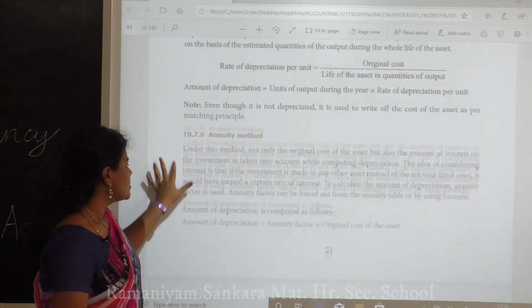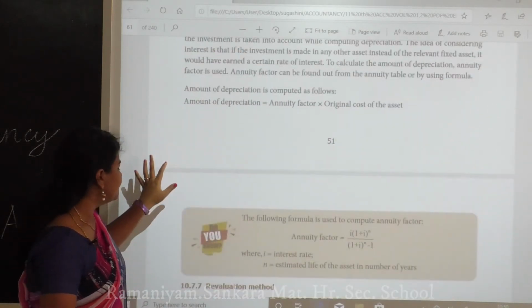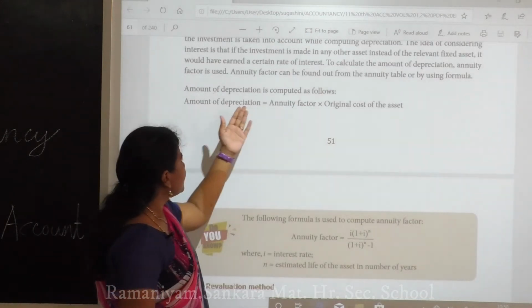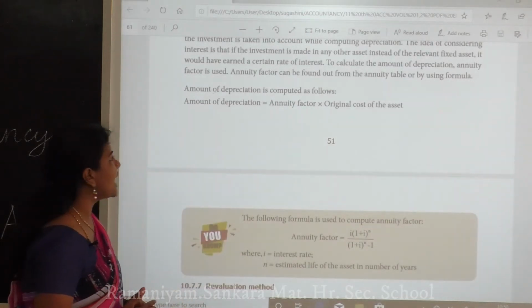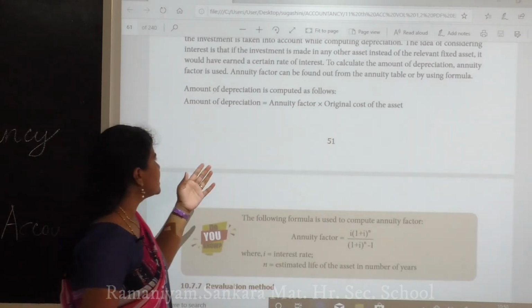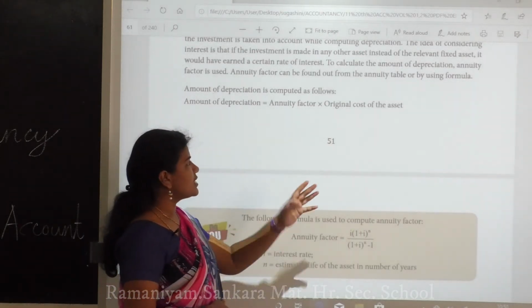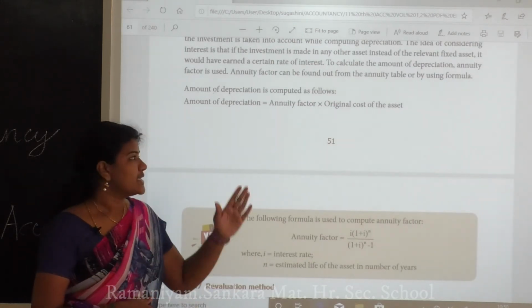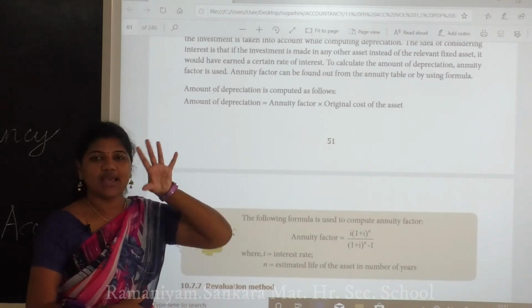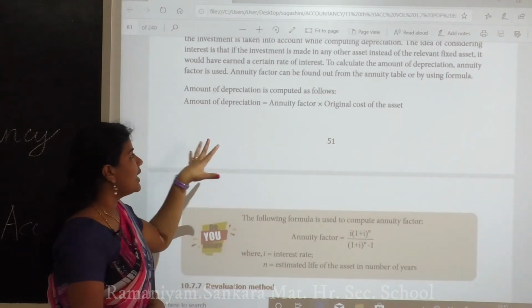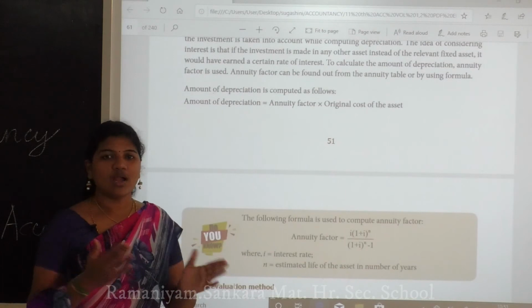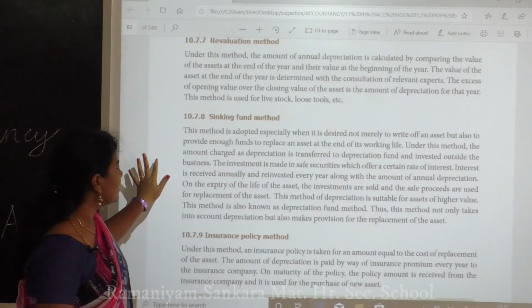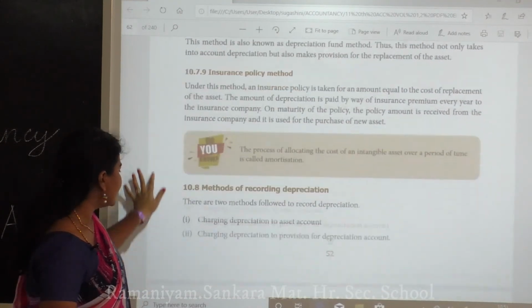Okay, so next one is the annuity method. In this annuity method, the amount of depreciation is computed as follows. Amount of depreciation is equal to annuity factor into original cost of the asset. So the annuity factor amount and the original cost of the asset. The original cost of the asset is already given in the question itself. The annuity factor we have to calculate and write over here. Okay, so like that. Revaluation method, this and all you have to read in the theory, students.